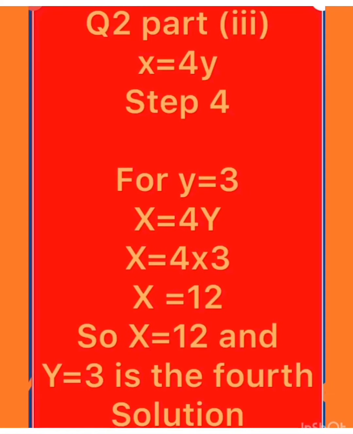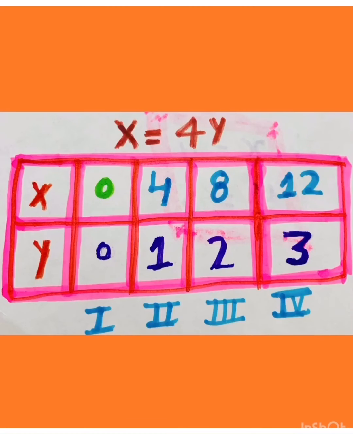Now in step 4 children, I will take the value of y is equal to 3. I will put this value in the given equation, x equal to 4 into y means 4 into 3, so x equal to 12. So I will write the statement x equal to 12 and y is equal to 3 is the fourth solution.